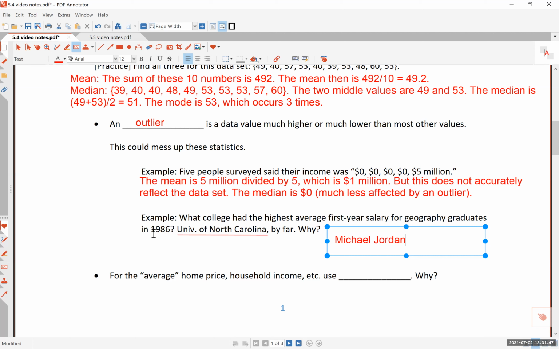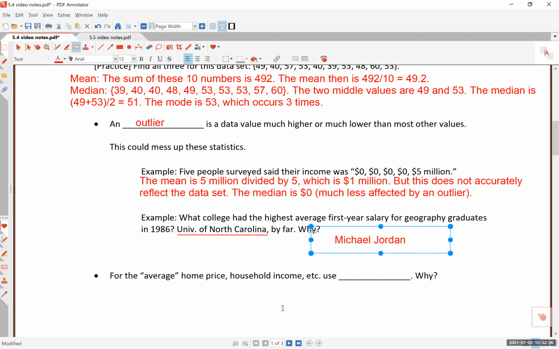He got a job when he graduated, okay? And his employer was called the National Basketball Association. That paid him an enormous amount of money. In fact, it was the Chicago Bulls. And so including his money, which completely was an outlier, of course, right? The average first-year salary for graduates majoring in geography for the University of North Carolina, Chapel Hill was much, much more than everybody else.